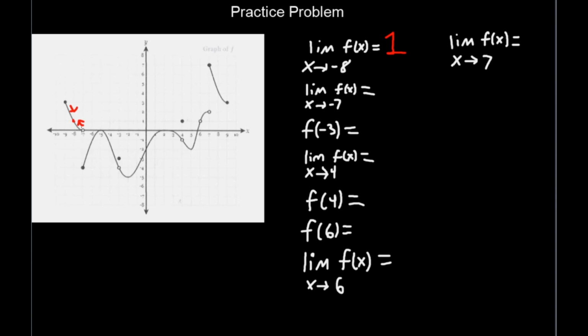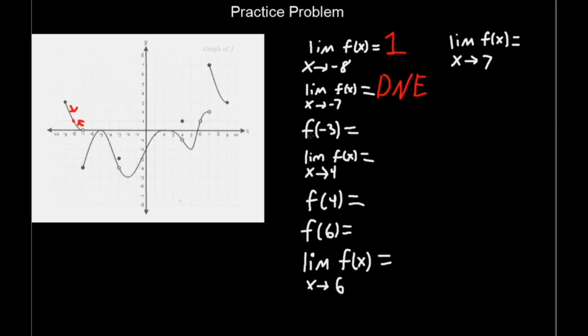So on the left side, it's right here at 0, but on the right side, it's down here at -4. So that doesn't exist. It goes from one line, starts at another. That's a jump discontinuity, so it does not exist, or D and E as our answer.